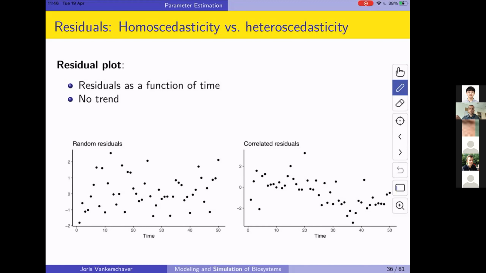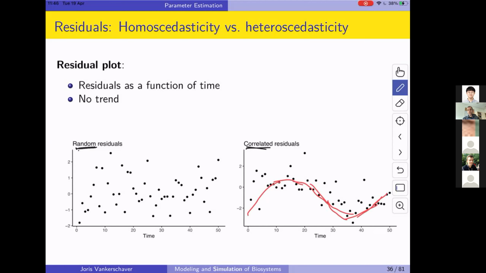We want to see random residuals as time progresses. On the slides on the bottom, you have two pictures, synthetic data. So I made this data. On the left, you have randomly distributed residuals as a function of time. Sorry, on the left, that's random. And then on the right, you have residuals where there is some kind of trend. In particular, you see that residuals go up first and then decrease and become negative and then maybe increase a little bit. So here you do see a certain trend.